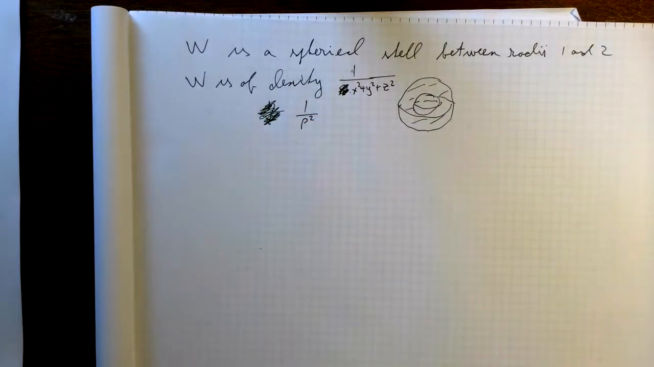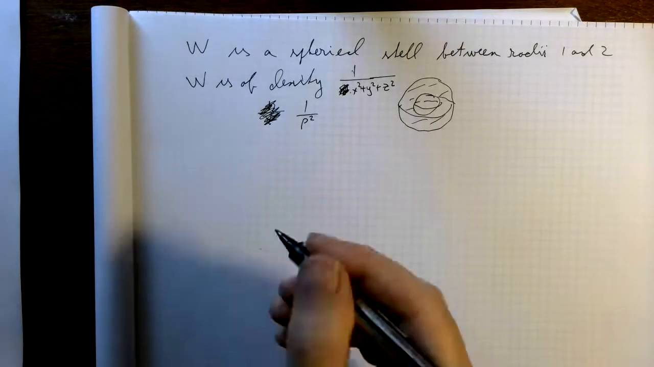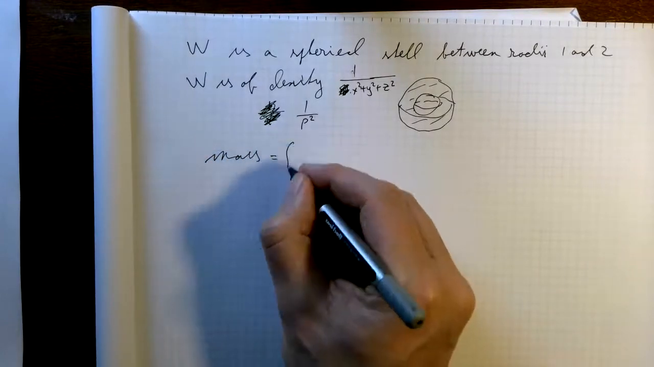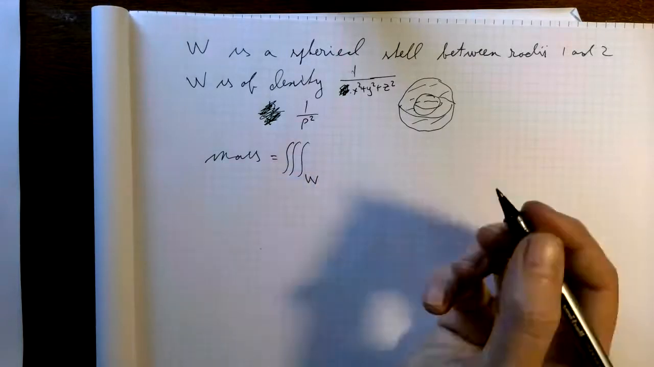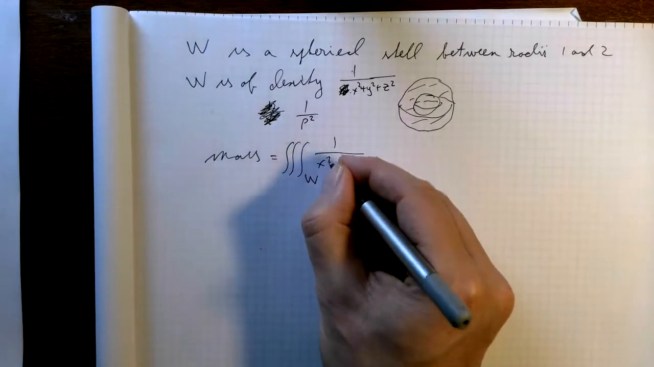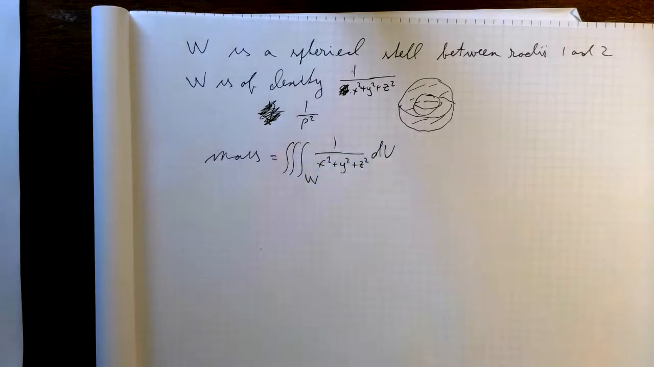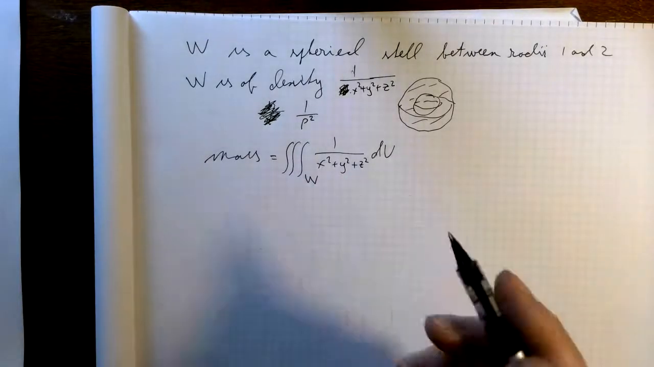So let's compute the mass of this, right? So really what we're saying is, mass is the triple integral. This is what we really want to compute. Except that looks really ugly, right? But we can compute this using spherical coordinates, just like we talked about last time. And it becomes quite easy.